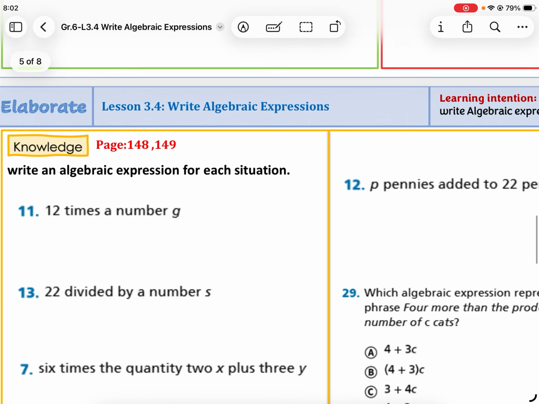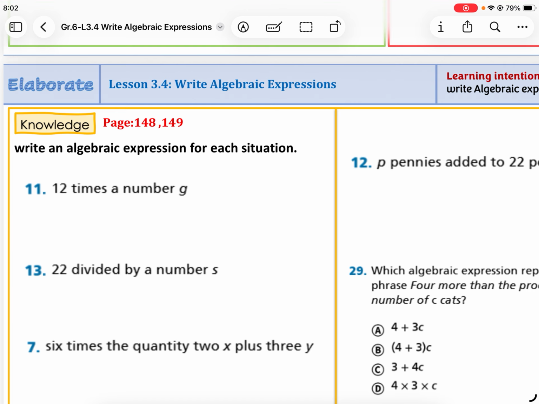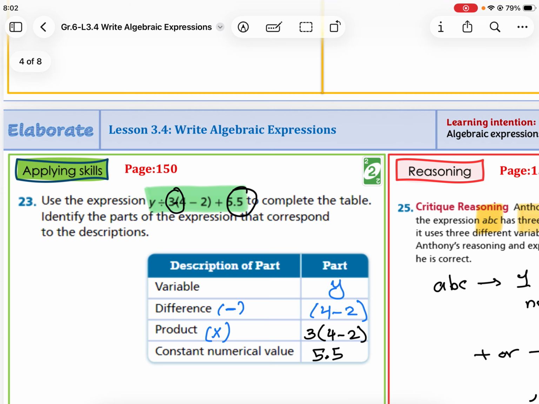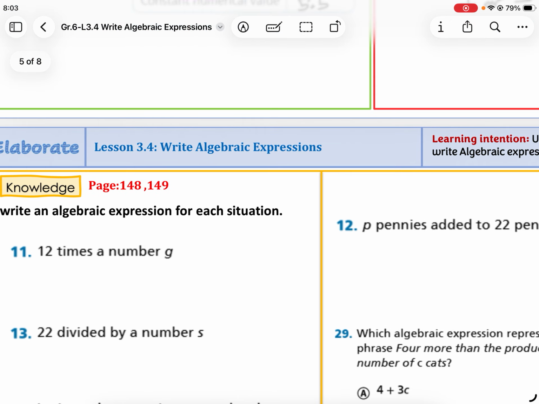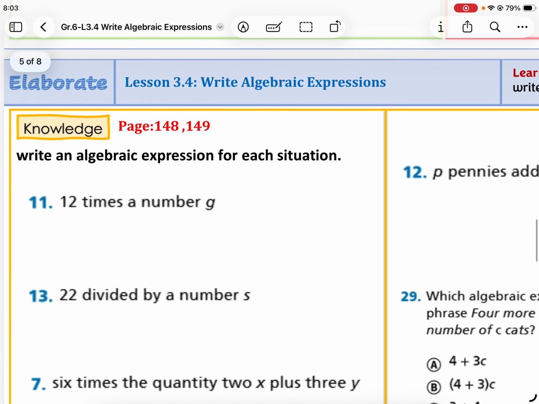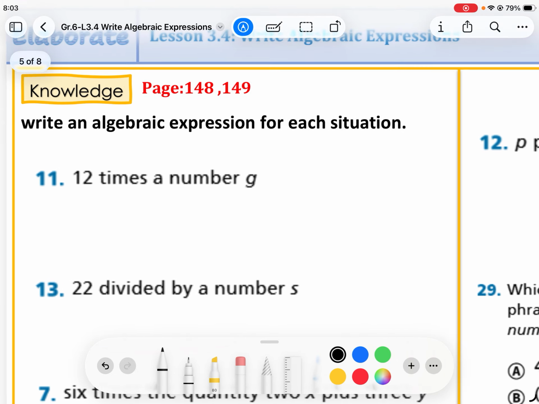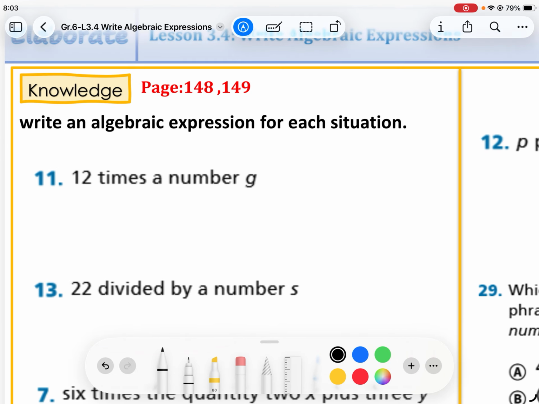Now we're going to go to the second part of the lesson. The first part was just to identify the terms, the constants, the coefficients, the operations, difference, product, and so on. The second part, guys, you're going to write an algebraic expression. What do they mean by writing one? It means they give it to you using words, and you're just going to translate it into numbers, operations, and variables. Basically, you're just going to write the algebraic expression.